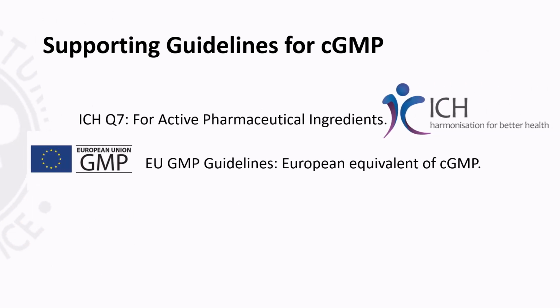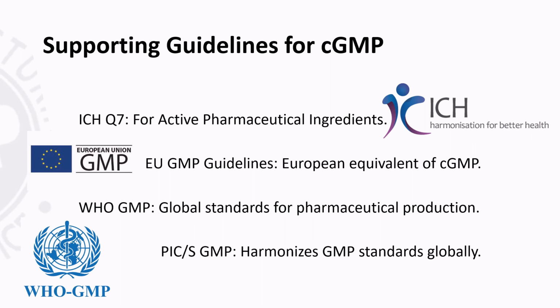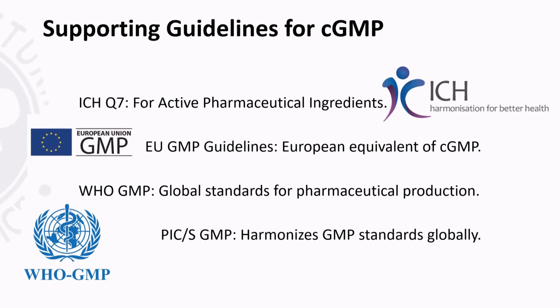Supporting guidelines for cGMP. In addition to cGMP, several guidelines complement and enhance cGMP practices, such as ICH Q7, International Guidelines for the Manufacture of Active Pharmaceutical Ingredients, APIs. EU GMP Guidelines, the European Union's equivalent of cGMP, ensuring harmonization between the US and Europe. WHO GMP, World Health Organization's global standards for the production of pharmaceutical products. PIC/S GMP, a global cooperative scheme aimed at harmonizing GMP standards among member countries to facilitate international trade and regulatory cooperation.